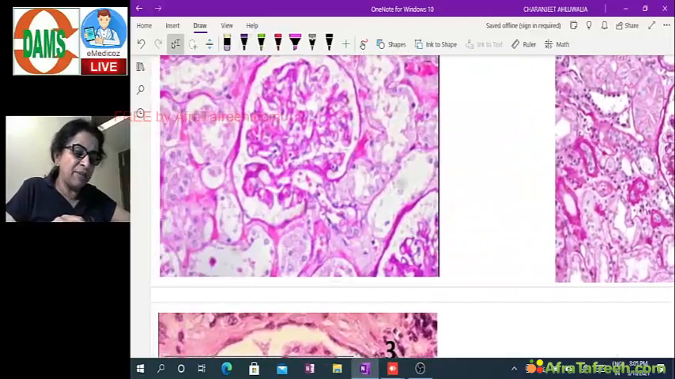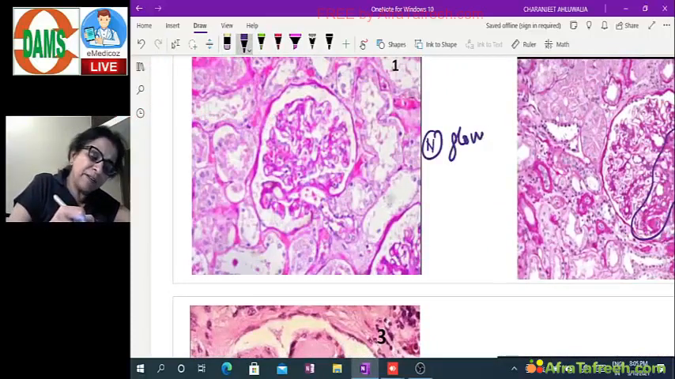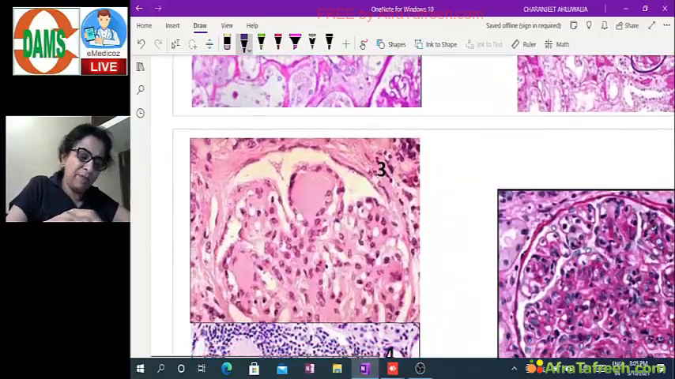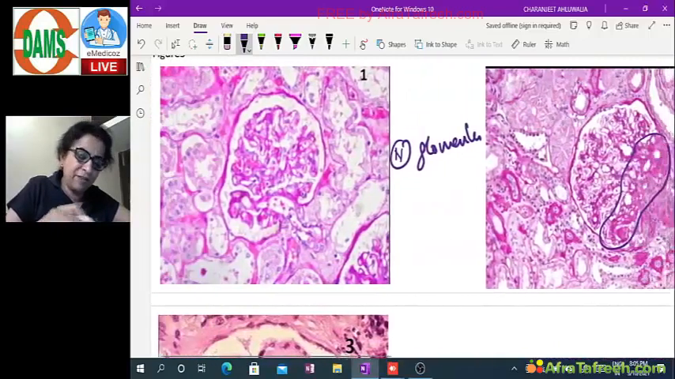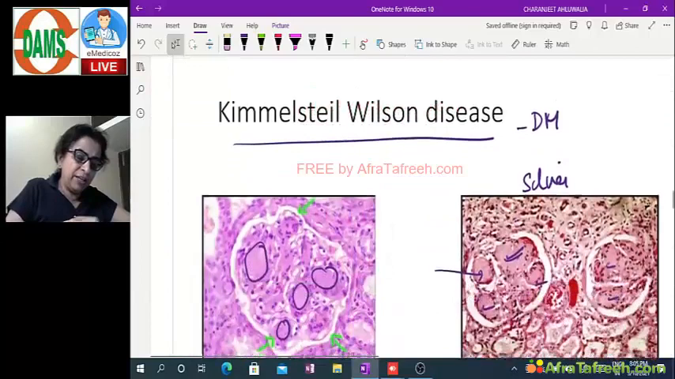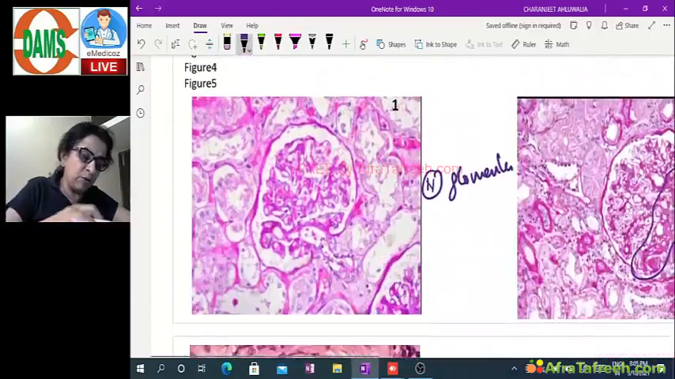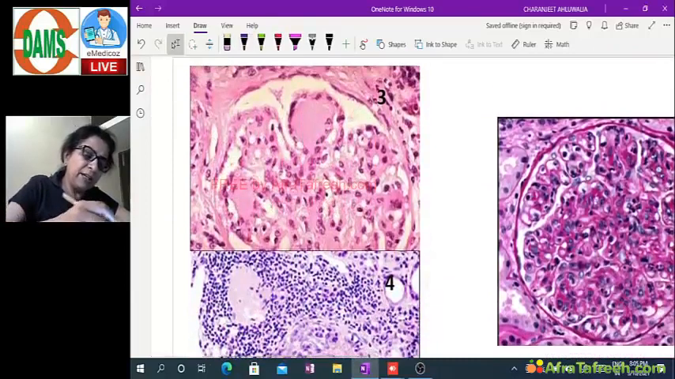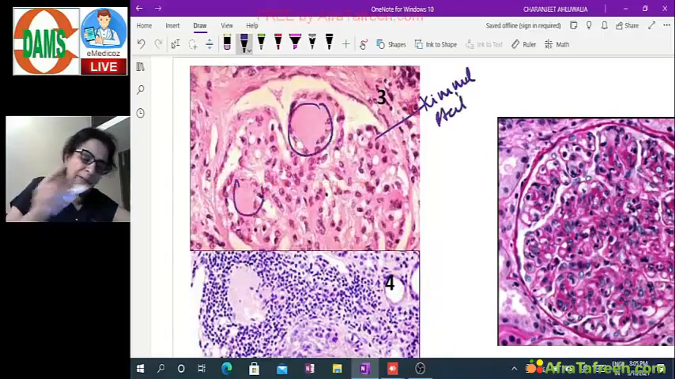Okay, now what is figure 1? Look at all the figures. What is figure 1? We have applied PAS stain, but this is a normal glomerulus. The answer is figure 2. Now look at figure 3, which we saw earlier. What is this? Kimmelstiel-Wilson disease. So Yalini has also given. Good. This is Kimmelstiel-Wilson disease. So you can see these nodules of pink material.